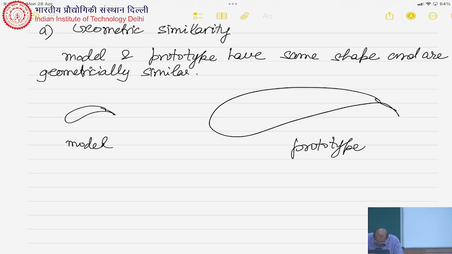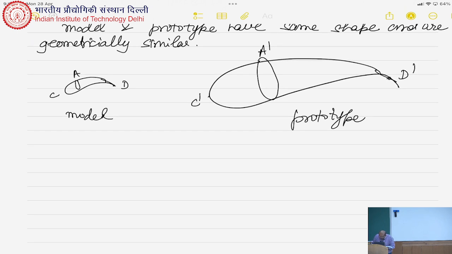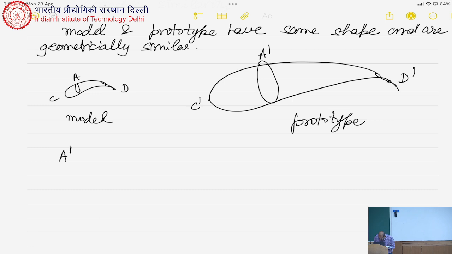So, for example, if I make a ring here, if this point is C, this point is A, and this point is D, this is C prime, A prime, D prime, then what we call is A and A prime.